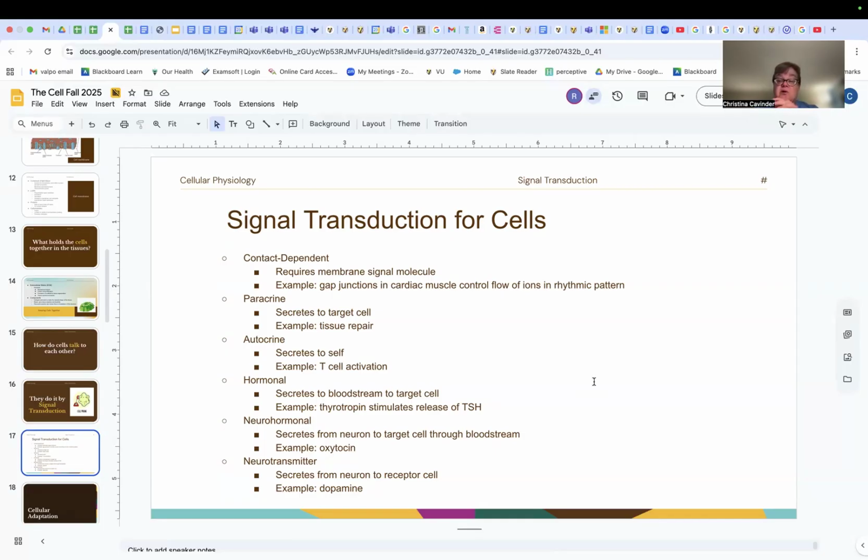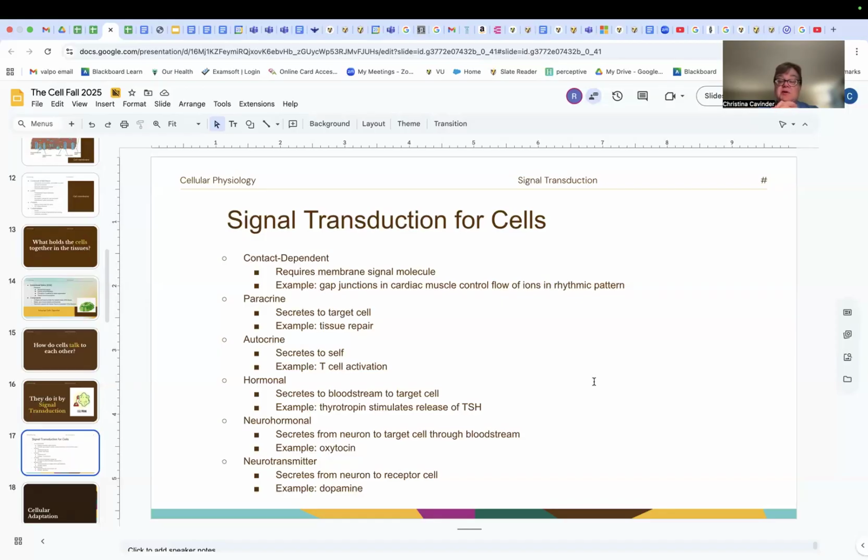Paracrine is where the cell secretes to a target cell. An example would be tissue repair. If we have injury to a tissue, it will release certain chemicals, and that will send these other cells to come to the site. So like the white blood cells, and then all of your fibrinogen and all of those will come to start to create a scab or scar tissue, basically.